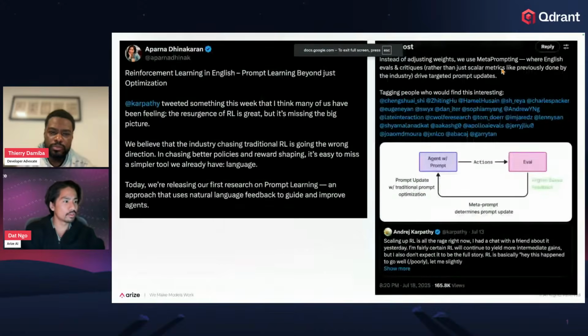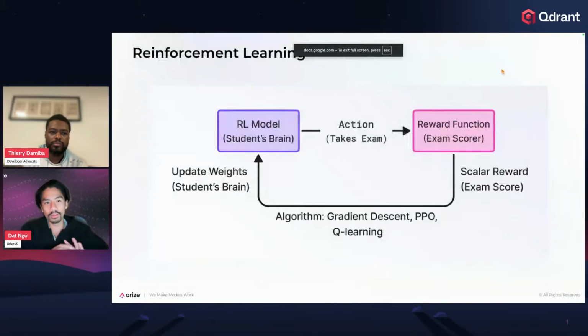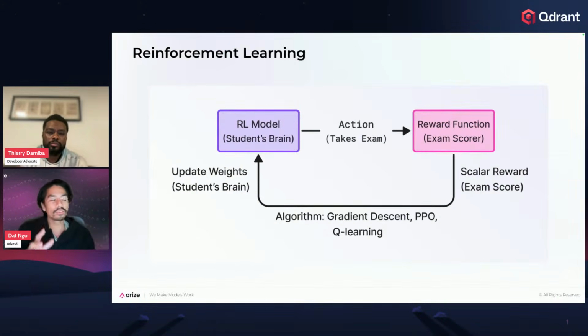I don't know if you guys are familiar with reinforcement learning, so I'll give a little bit of context, but it goes like this. RL is basically, you have something, let's call it a student's brain, and it takes an exam and gets some sort of score back. Let's call the exam the reward function, right? And so it's trying to optimize on this reward function, which is a scalar reward.